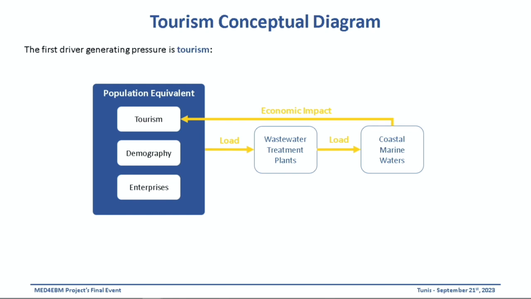This is a very simple conceptual diagram. Of course, it's much more complicated and complex than this, that defines our idea behind the system cost-effect analysis concerning the tourism sector. We think that tourism, alongside, of course, other activities like enterprises or human presence, like demography, generates load in the wastewater treatment plants that also generate a load in coastal marine waters in terms of bathing water quality.